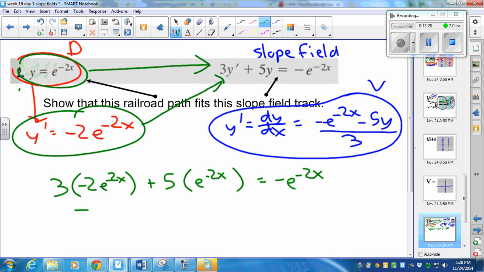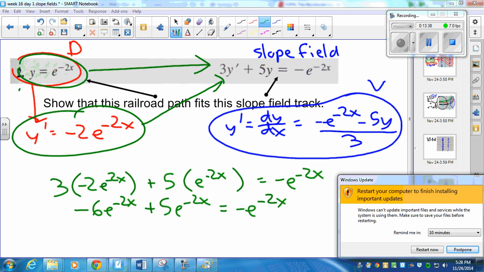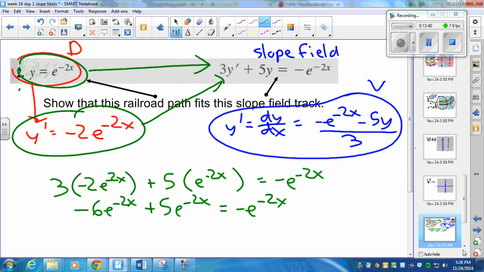This would be negative 6e to the negative 2x plus 5e to the negative 2x. I hope that equals negative e to the negative 2x. Negative 6 plus 5 is negative 1, so negative e to the negative 2x. Since these agree, it means it's a match.